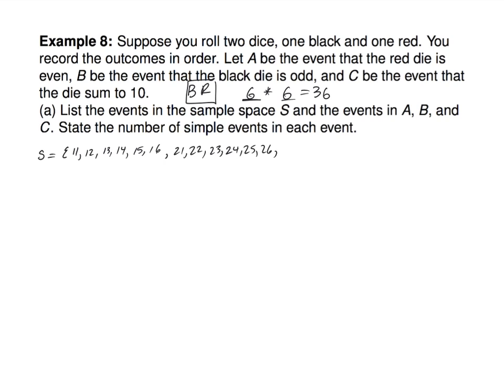So you would still do all this even though we're trying to find them to sum to 10? Yeah, we'll get there, okay? Because there are lots of ways to sum to 10. This says to list all the events in the sample space S, all the possibilities, and then list the stuff that's in A, B, and C. A is the event that red is even, B is the event that black is odd, and C is the event that the dice sum to 10.